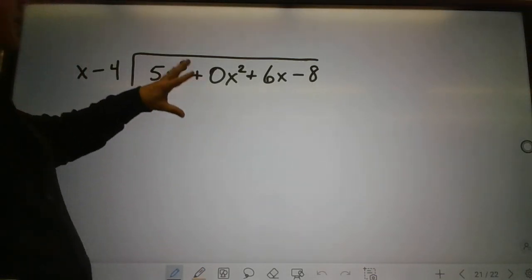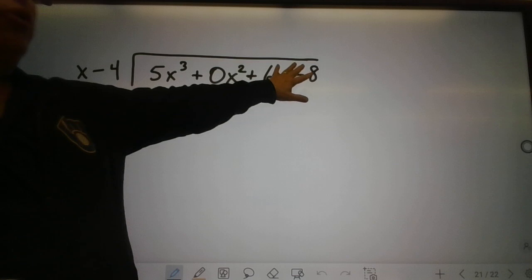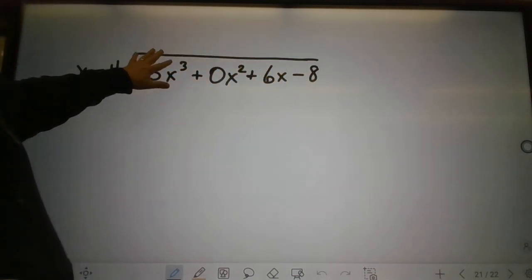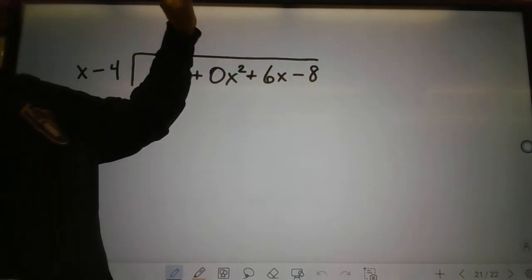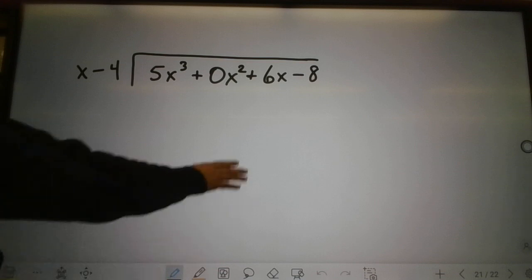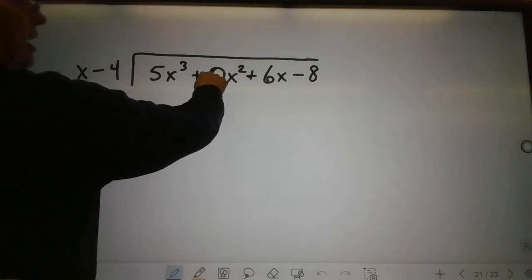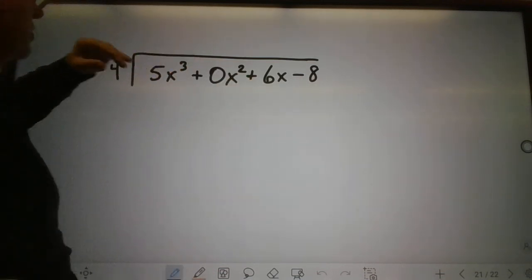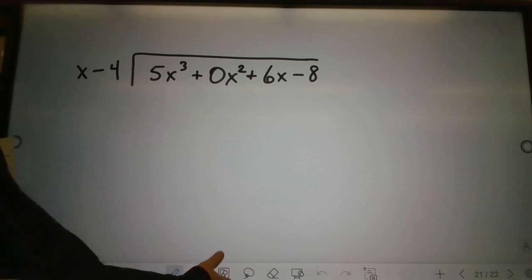The problems that are in the book sometimes have these out of order. So make sure you put them in descending order. They have to be in descending order. And if they're missing a term, you got to fill it in with a 0. In this case, a 0x squared. You just have to.